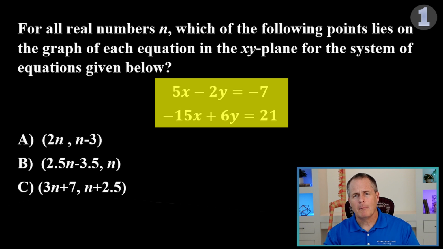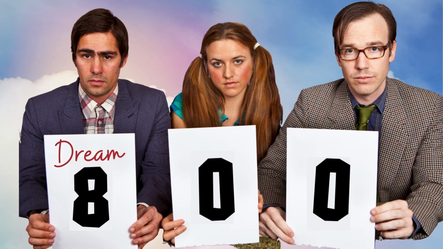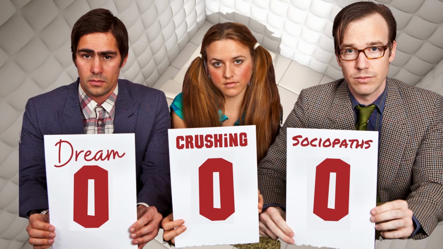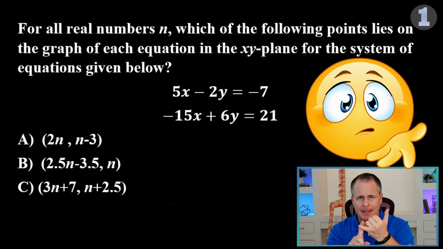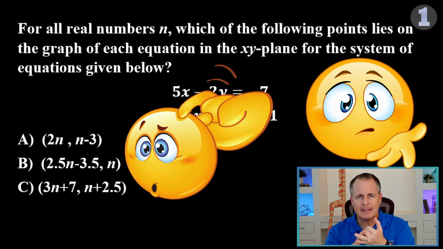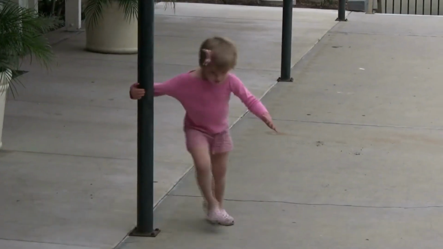In this problem, the dream crushing sociopaths at the SAT were particularly angry because the question doesn't make sense, the answers don't make sense, but that's what they try to do. They try to get you so confused that you lose track of your skills and you don't even do the things that you actually know how to do. So don't fall for those tactics.